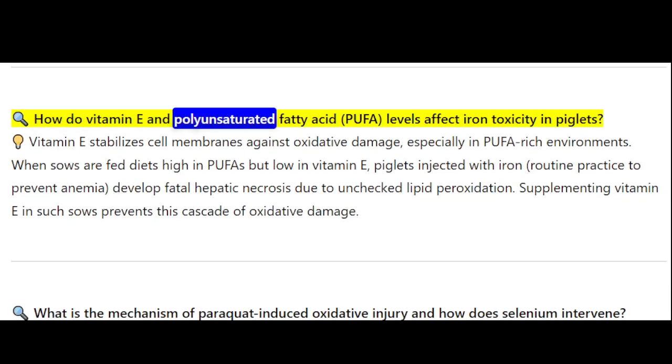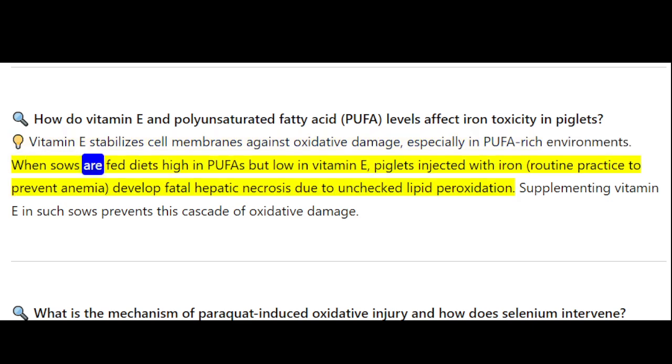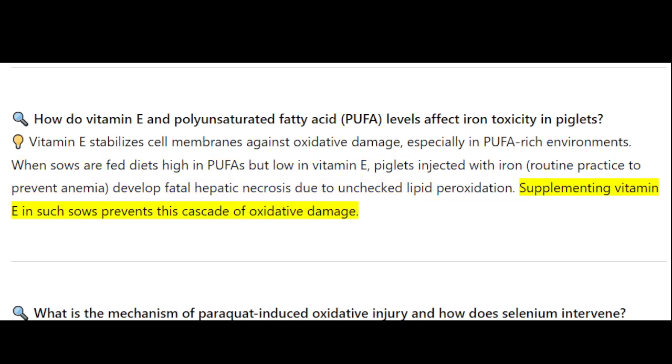How do vitamin E and polyunsaturated fatty acid, PUFA, levels affect iron toxicity in piglets? Vitamin E stabilizes cell membranes against oxidative damage, especially in PUFA-rich environments. When sows are fed diets high in PUFAs but low in vitamin E, piglets injected with iron, routine practice to prevent anemia, develop fatal hepatic necrosis due to unchecked lipid peroxidation. Supplementing vitamin E in such sows prevents this cascade of oxidative damage.